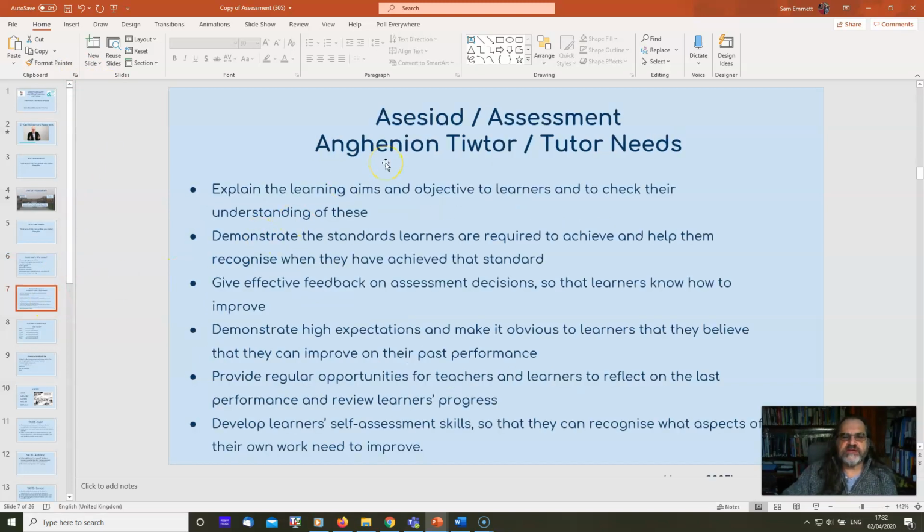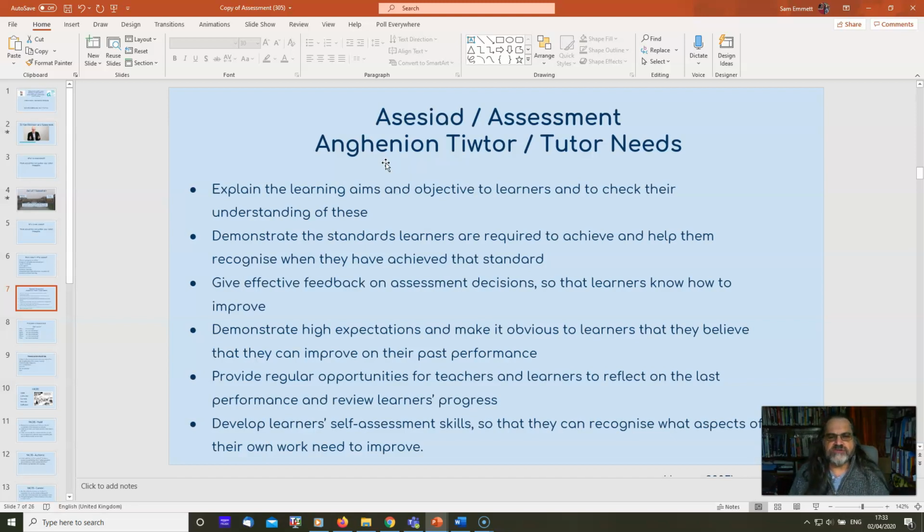So, assessment needs. Now these are some of the needs that a tutor has with assessment. A tutor needs to explain the learning aims and objectives to learners and to check their understanding of those. The whole point, and it's why your book and your modules all have these learning outcomes and assessment criteria, is that if that is the target, then we've got to make sure that you're on that path and that you understand those. And this is what we talk about when we talk about constructively aligned. Everything should be constructively aligned to those learning outcomes so that when we get to the end, they are achieved.